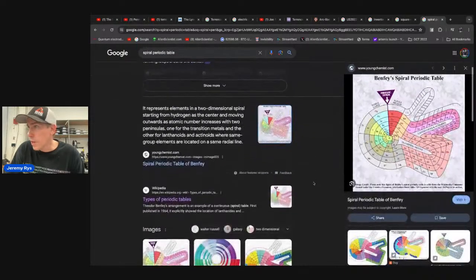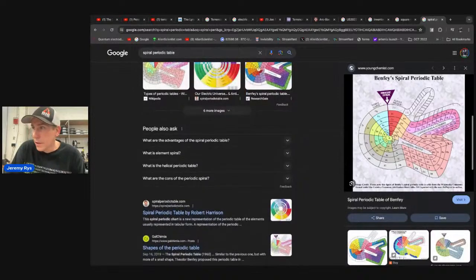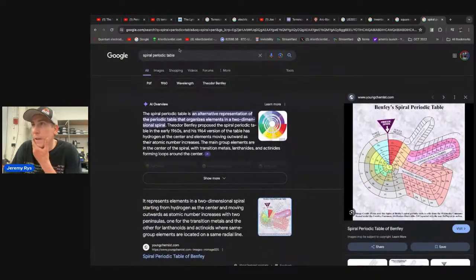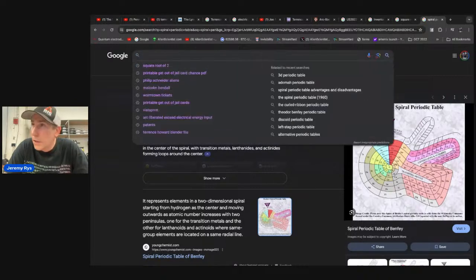I mean, Walter Russell's table is from the 1920s, so it didn't really get all the heavy lanthanide and actinide series of the 1940s that were discovered by Glenn Seaborg and his group. So there's lots of different ways to arrange the periodic table, and not all of them are useful, right?